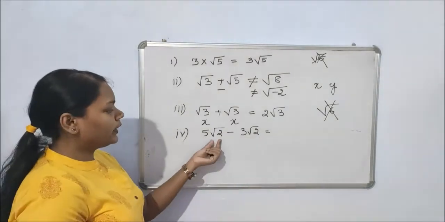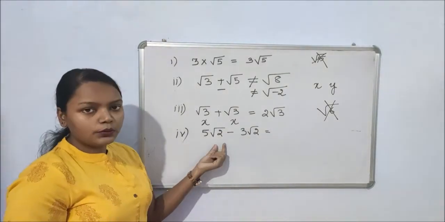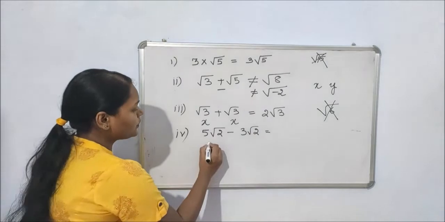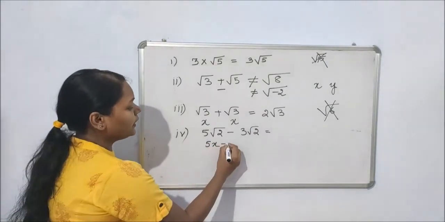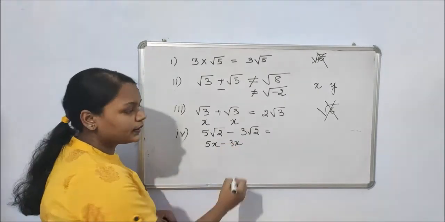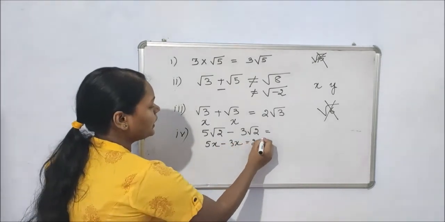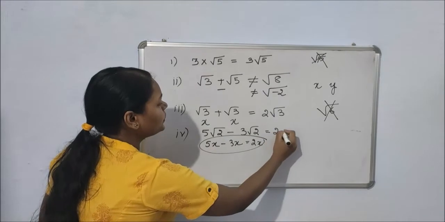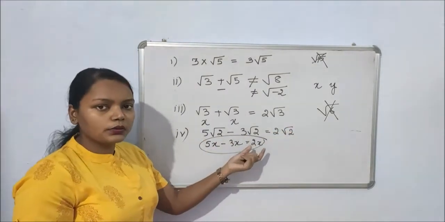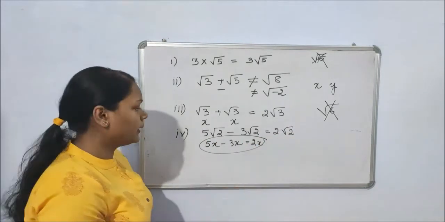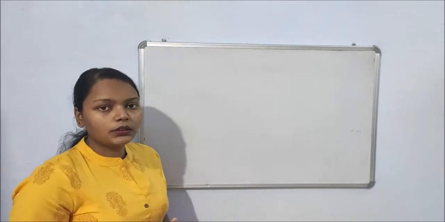So I told you to treat these numbers, root 2 and root 2, as variables. If you imagine in your mind, you don't have to write this, just imagine 5x minus 3x. What does it give? 2x. So the answer would be 2 root 2. 5 root 2 minus 3 root 2 will give 2 root 2. Okay, so that's basically how surds are treated.